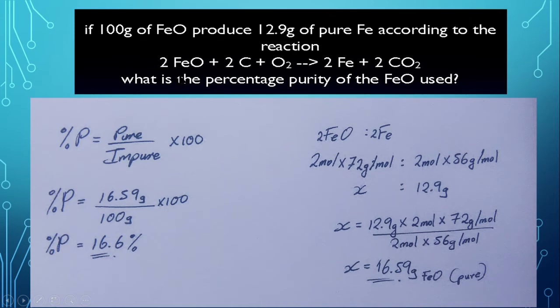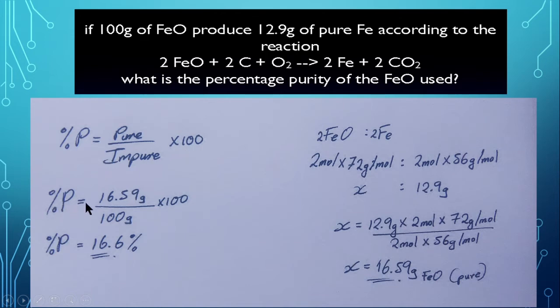Second question: if 100 grams of iron oxide produce 12.9 grams of pure iron according to the reaction, what is the percentage purity of the iron oxide used? This one is about percentage purity, and the formula is as shown there. Percentage purity is equal to pure reactant over impure reactant times 100.